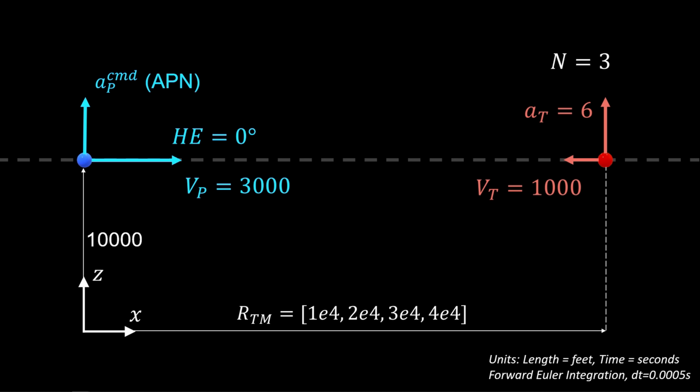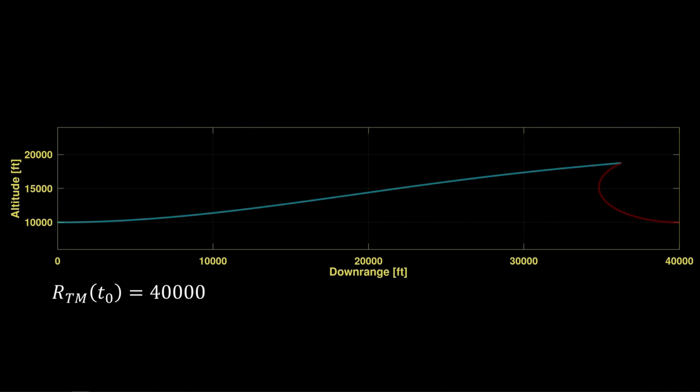Note that 4 different ranges will be examined in this analysis, effectively being a means to change the final time of the engagement. The case of 40,000 feet downrange produces these trajectories. Notice the inflection in the pursuer trajectory that's indicative of the feed-forward action in augmented proportional navigation.